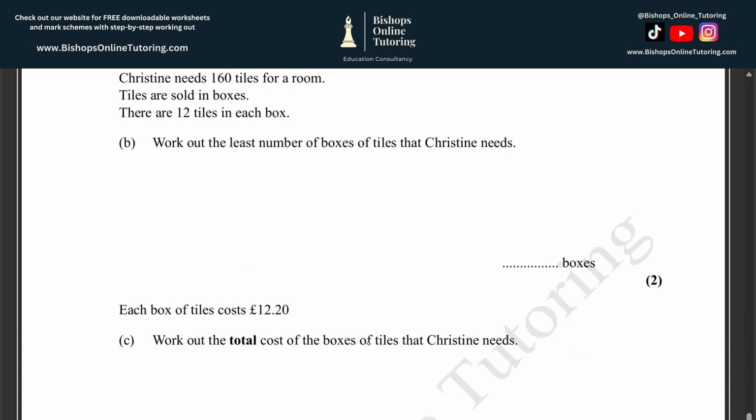Christine needs 160 tiles for a room. Tiles are sold in boxes. There are 12 tiles in each box. Work out the least number of boxes of tiles that Christine needs. So this is actually a division question. So we need to just do 160 divided by 12.